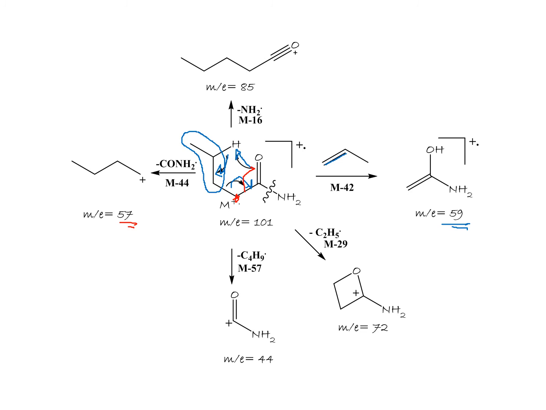Elimination of NH2 will give the 85 peak. Elimination from the other side will give this ion at 44. So most of the intense peaks appearing in the spectra have been interpreted.